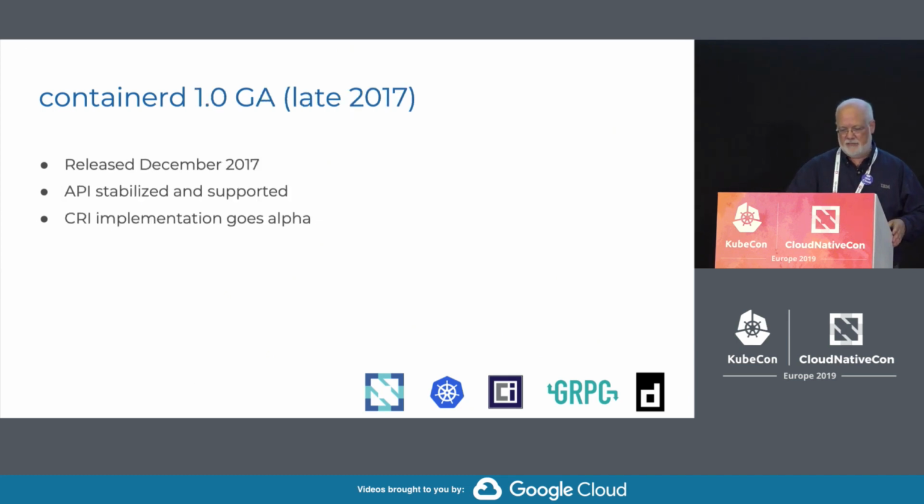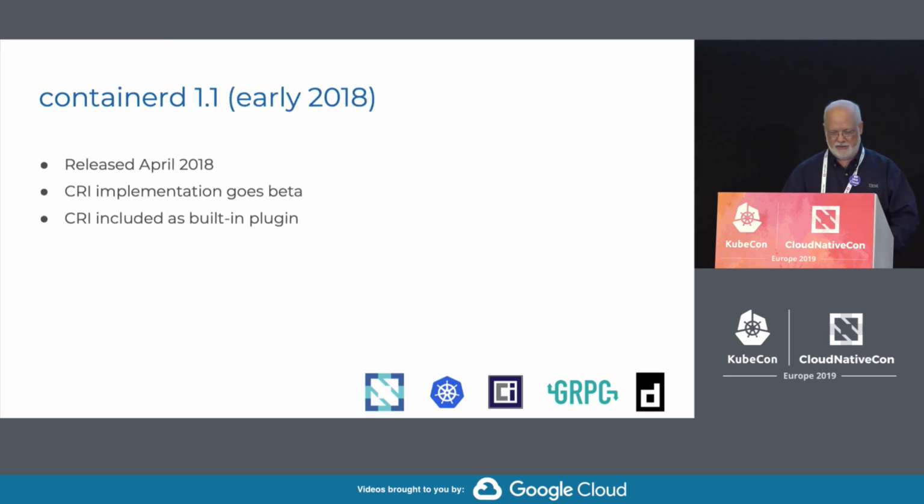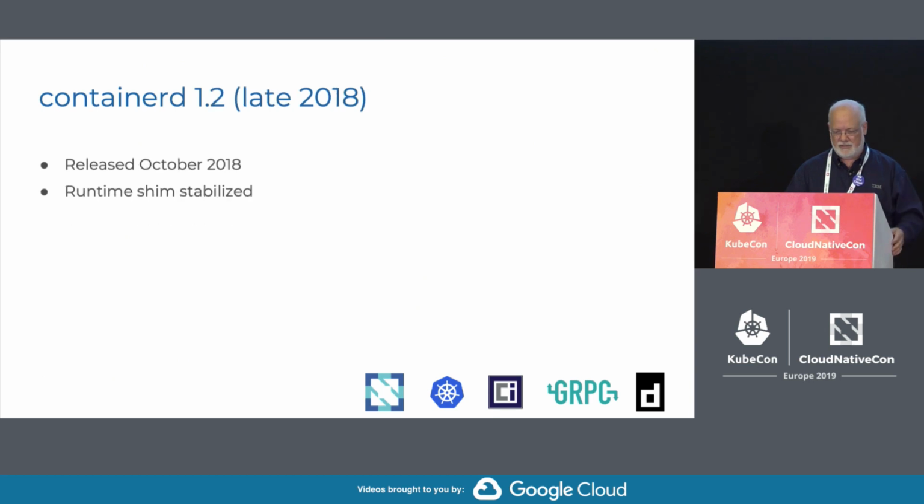So around that time, CRI implementation goes alpha. Our product was working. We got all the test cases to run for Kubernetes when it's running on containerd through the CRI containerd thing. Okay, so then we went beta. We built our plugin. We released it. Everybody's happy.